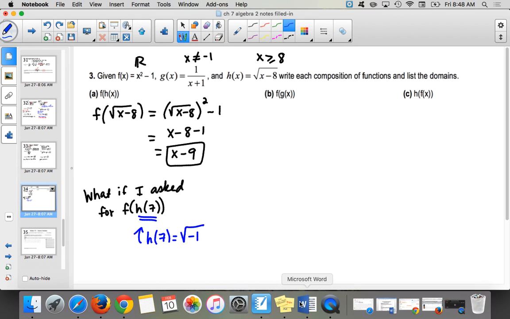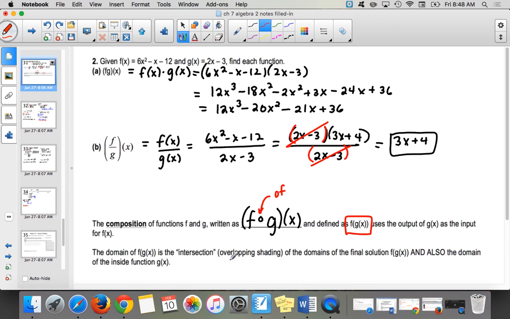So instead of having a domain of all real numbers, which it looks like this should be, our new domain is not all real numbers. It has to do with the inside function. It's not going to be all real numbers because of the inside function.